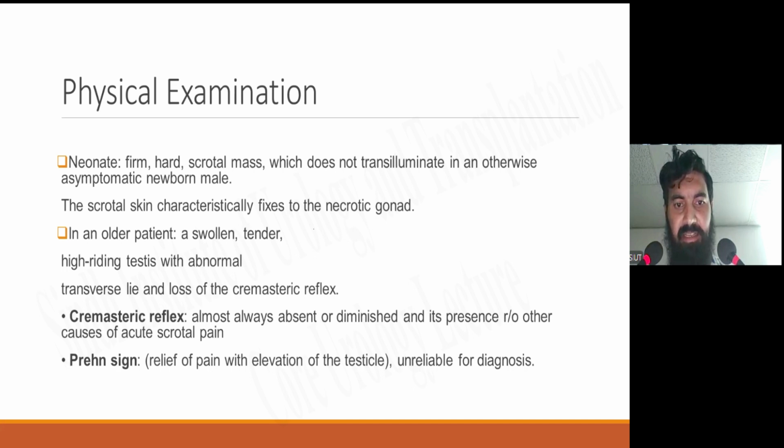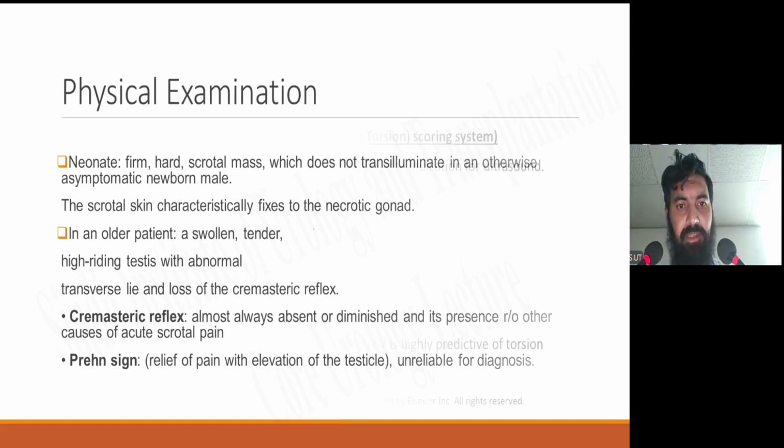Cremasteric reflex is almost always absent or diminished, and its presence may suggest other causes of acute scrotal pain. Prehn sign, relief of pain with elevation of the testis, is mostly unreliable for the diagnosis.